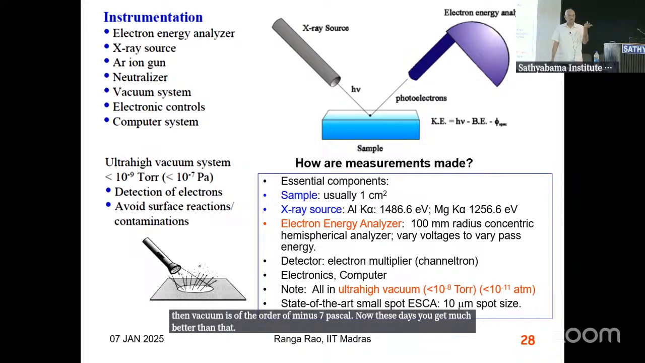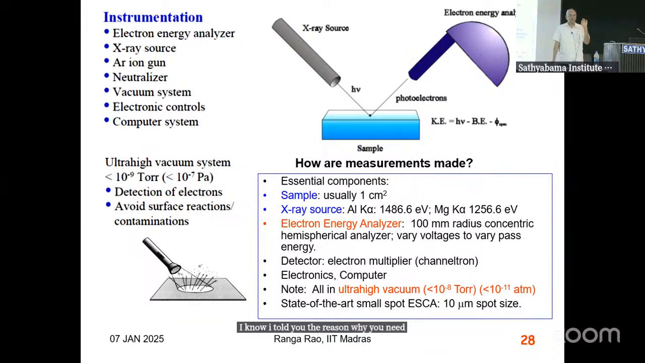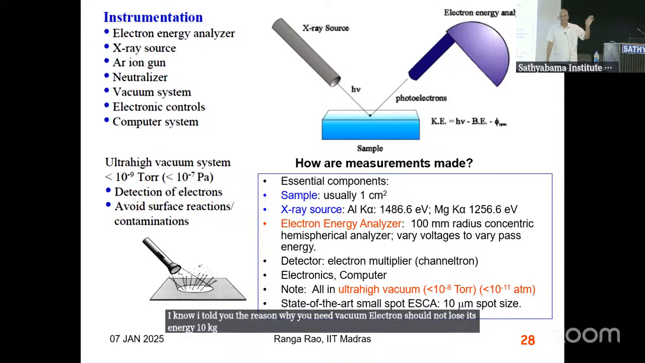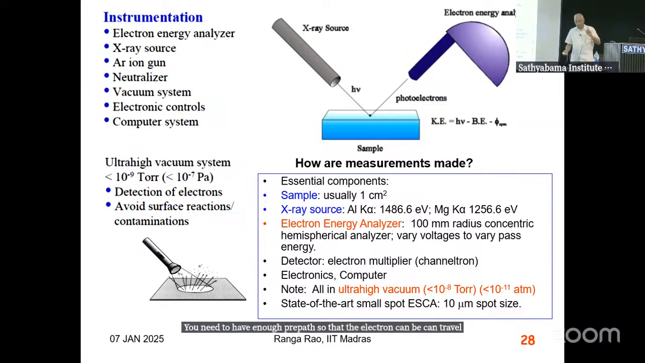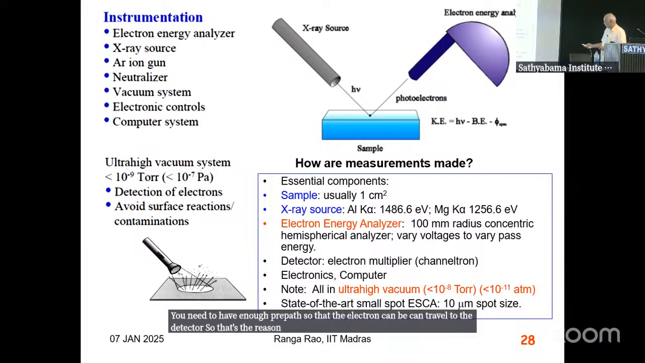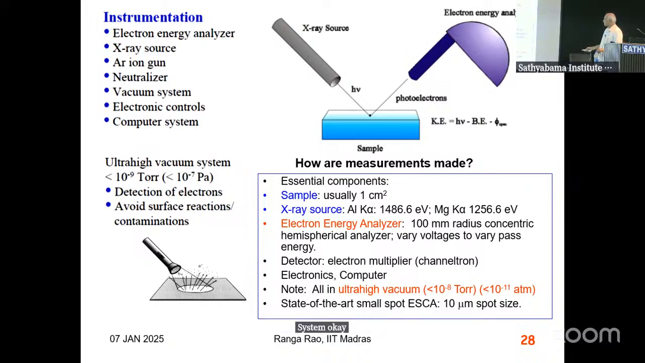I told you the reason why you need vacuum. The electron should not lose its kinetic energy before it is measured. You need to have enough free path so that the electron can travel to the detector. So that's the reason why you need to have a vacuum system. And then of course you have all these things here. So this is how it looks like.